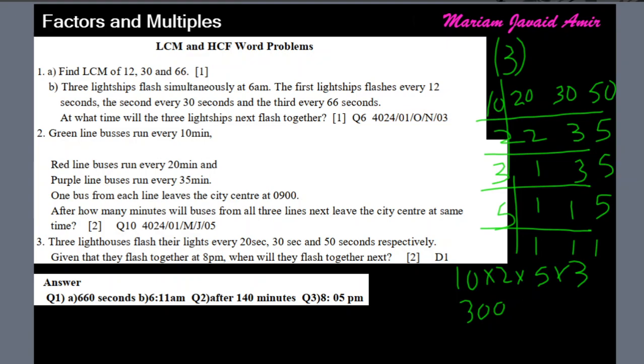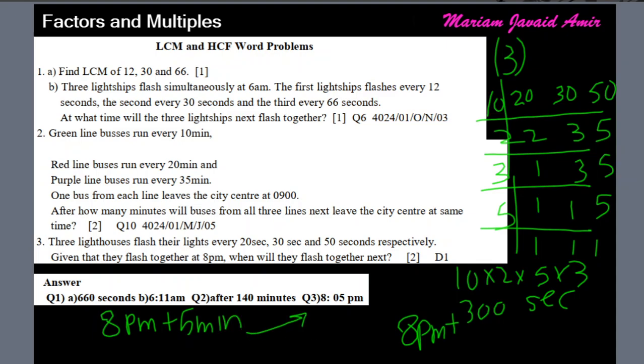300 seconds. Now add 300 seconds to 8 p.m. So 300 seconds is how many minutes? 300 divided by 60 is actually 5. So add 5 minutes to 8 p.m. So 8 p.m. plus 5 minutes would simply give us 8:05 p.m.